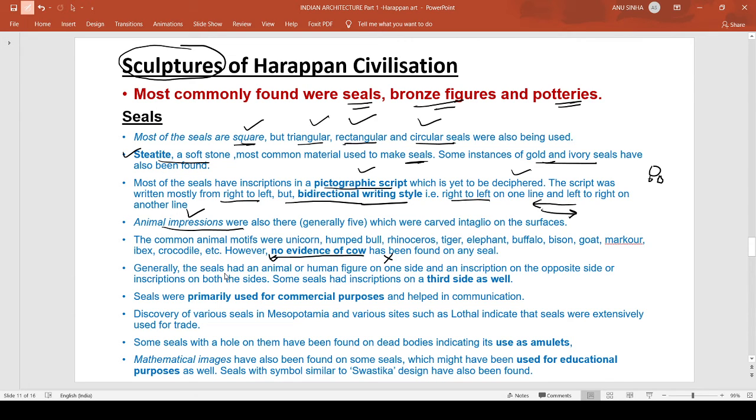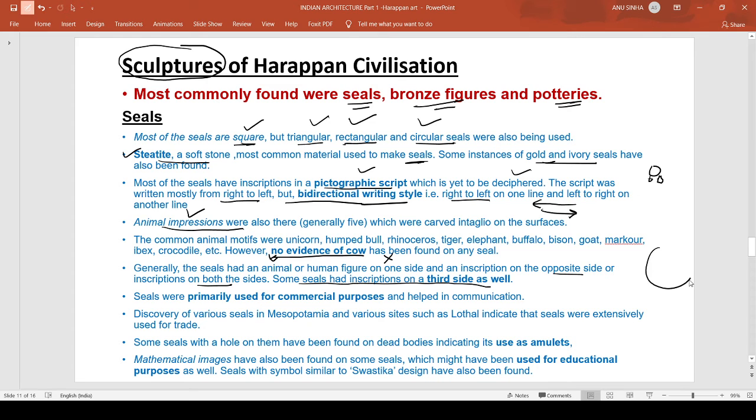Now, generally the seals had an animal or a human figure on one side, and inscription on the opposite side, or inscription on both sides. These were the common features of how the seals were made. But some seals had inscription on a third side as well.